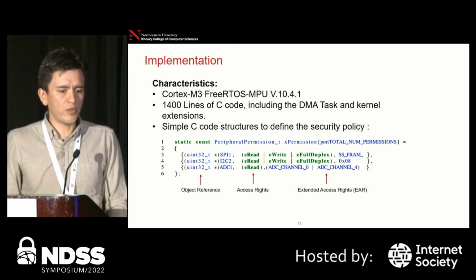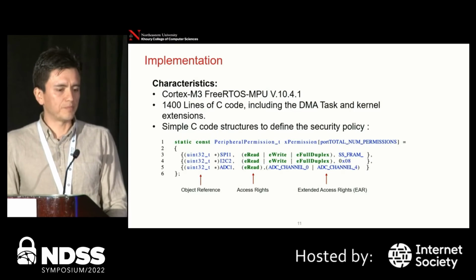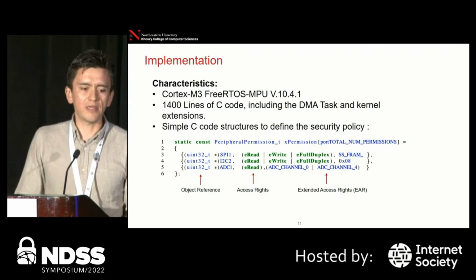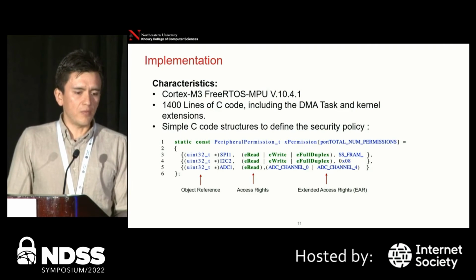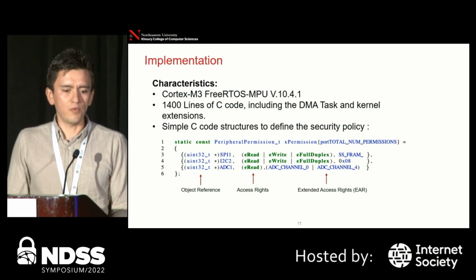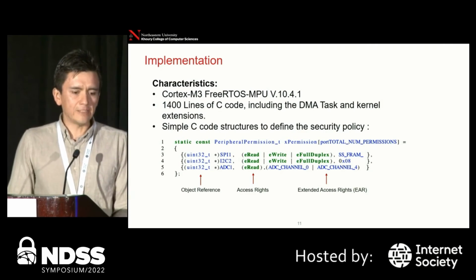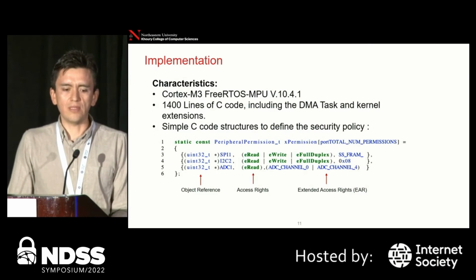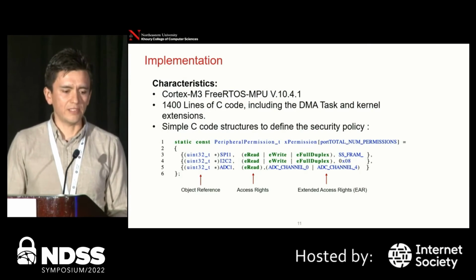So we developed a prototype of DBox for the Cortex-M architecture for FreeRTOS-MPU version 10.4.1. And the total implementation is around 1,400 lines of code, including the DMA task and the kernel extensions.